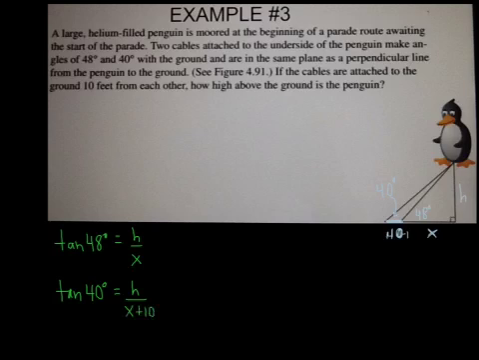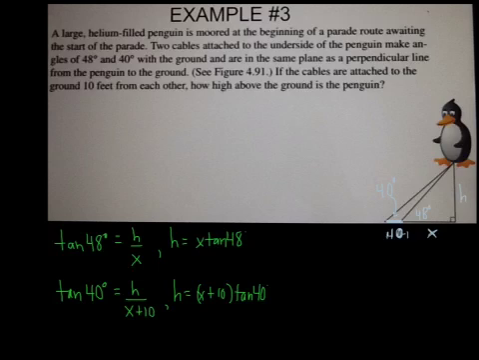Now the juicy part of this problem is when we start doing substitution. So if it's clear to you, we can solve here for height, but arbitrarily. It will be x times the tangent of 48. And if I solve this equation for height, it will be x plus 10 times the tangent of 40 degrees. Again, make sure you're in degree mode.